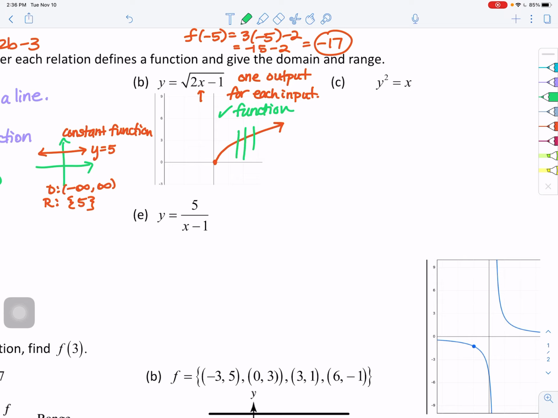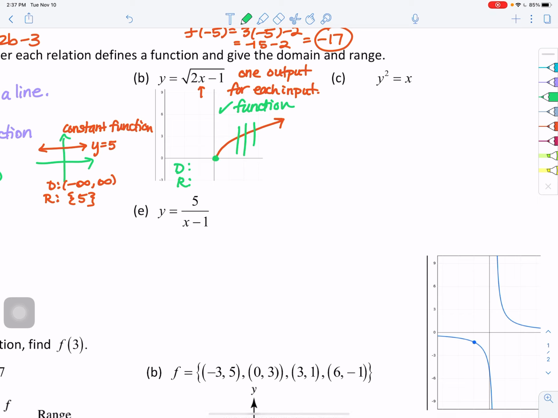So now let's talk about the domain and the range. What we have here is the range, as you can see here, is just all positive numbers. So we have 0 to infinity. So our range really goes up like that. Now our domain is a little bit different.